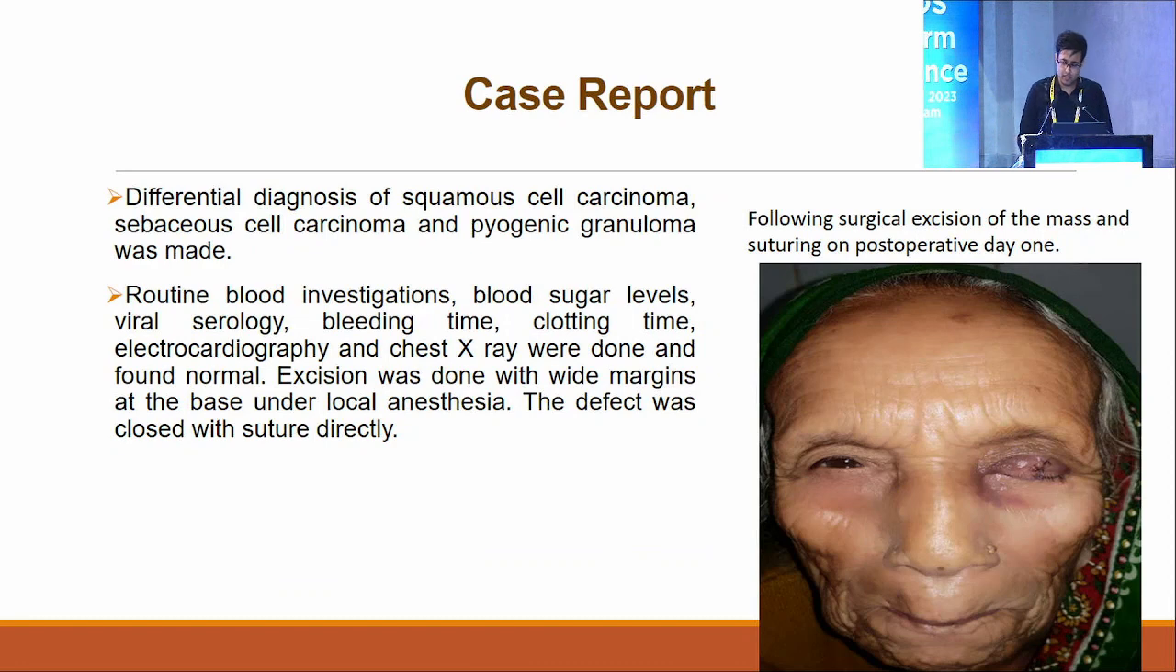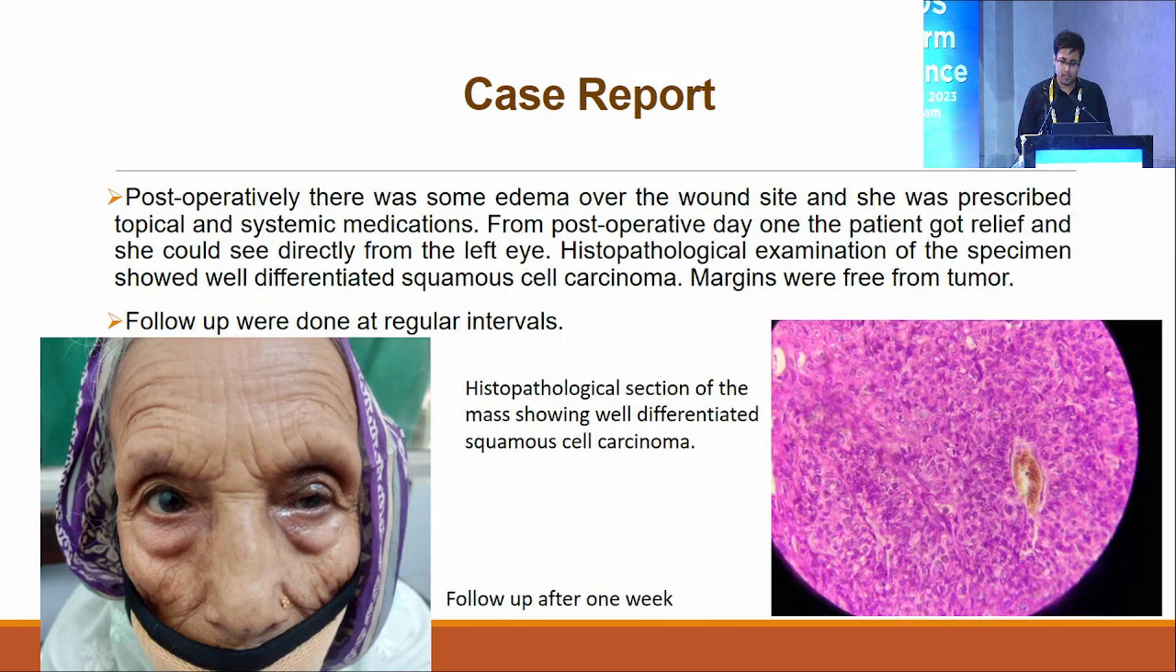The differential diagnoses we considered were squamous cell carcinoma, sebaceous cell carcinoma, and pyogenic granuloma. Routine blood investigations like blood sugar, virology, bleeding, ECG, chest X-ray, and all other routine tests were normal. The excision was done with wide margin at the base under local anesthesia and the defect was closed directly. Post-operatively, there was some edema over the wound site and she was prescribed topical and systemic medications. From post-operative day 1, the patient got relief and could see directly.